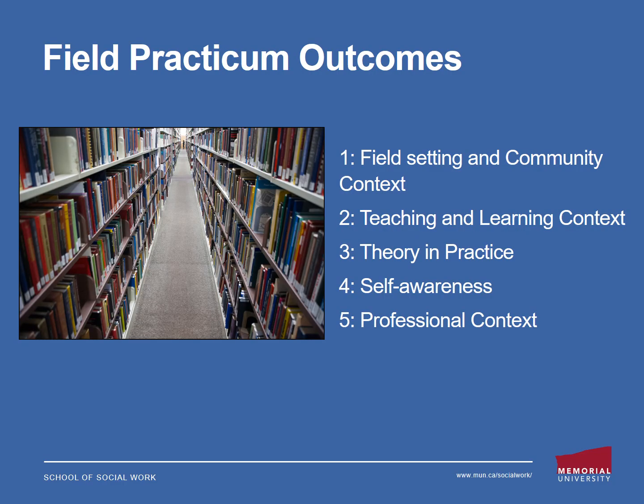Now we're going to move along to the outcomes of the practicum and the learning contract. During the field practicum, students' learning is based on 5 overall outcomes or expectation areas. They are: 1. Field setting and community context. 2. Teaching and learning context. 3. Theory and practice. 4. Self-awareness. And 5. Professional context. When you look at the learning contract, which we'll be talking about shortly, it is based on these outcomes that students are expected to develop knowledge and skill in. Further detailed information can also be found in the field education manual.